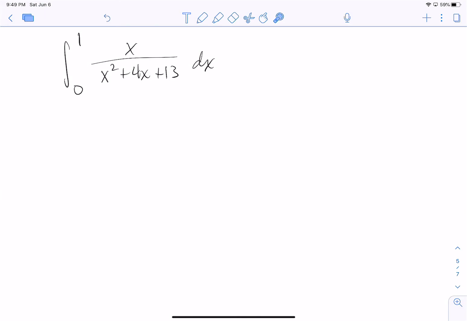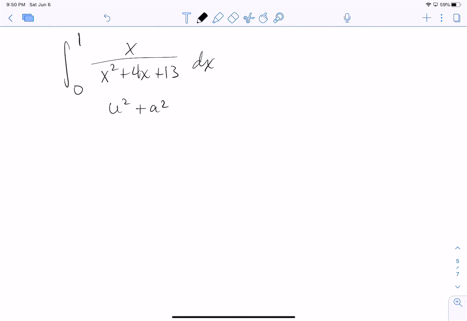I noticed something a little bit interesting about the terms we see, x squared plus 4x. If we focus on that, we might be thinking we could turn that into a perfect square trinomial, and we would end up with a denominator of u squared plus a squared. If we had a denominator that looked like that, we might be able to do something a little different.